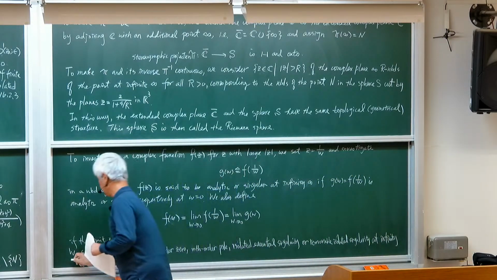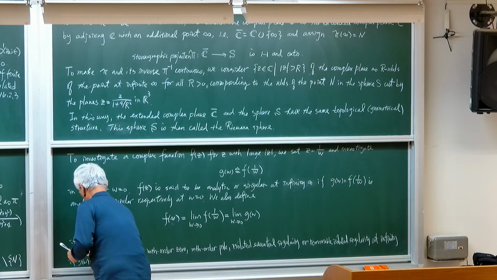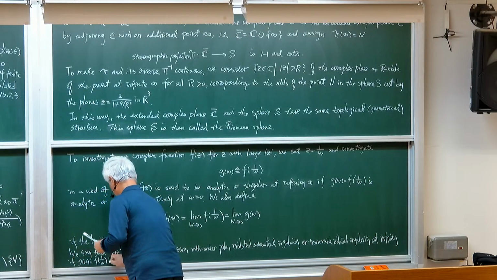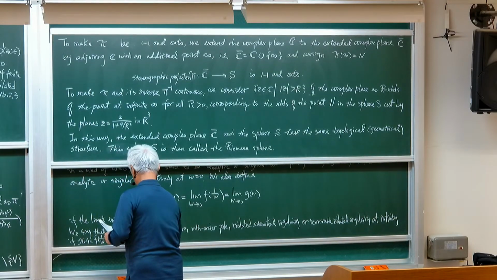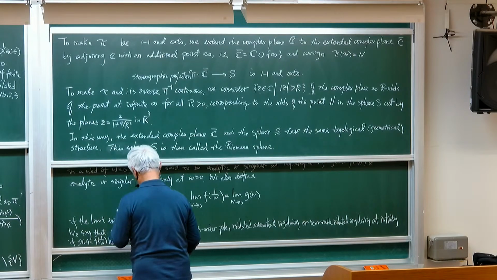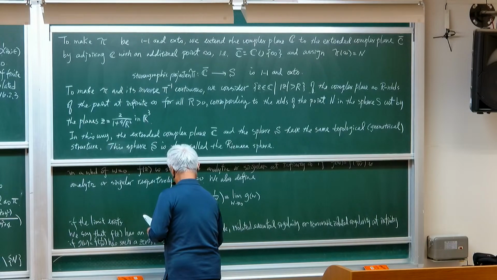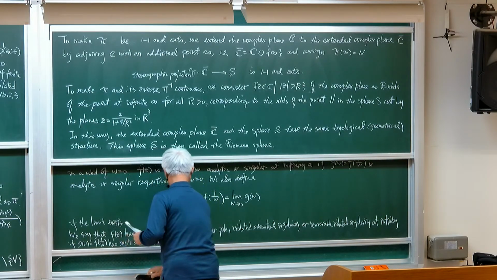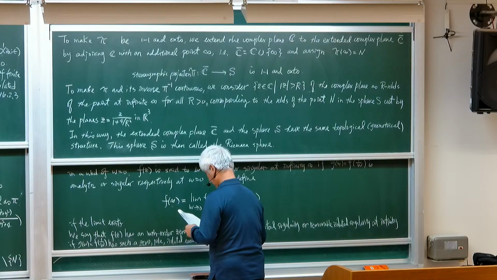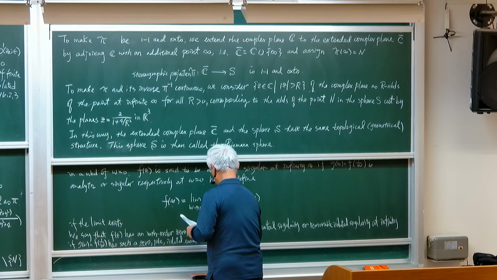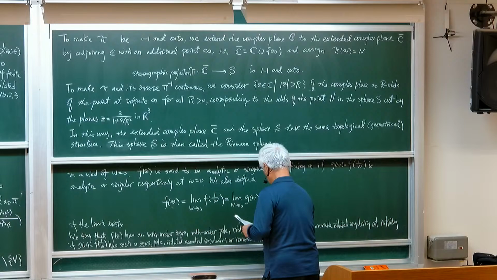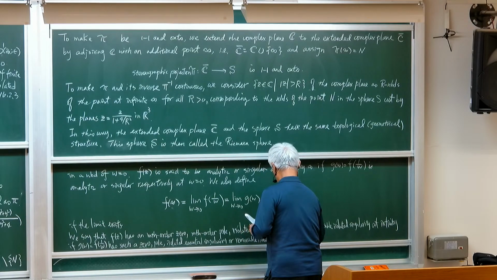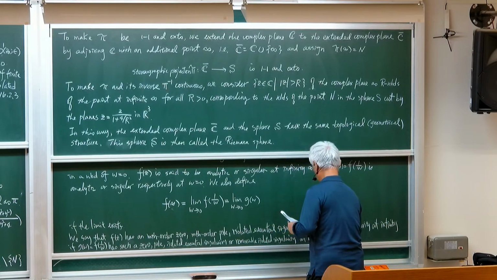if g of w, which is f of 1 over w, has such a zero, pole, isolated essential singularity, or removable isolated singularity at the point w equals 0.